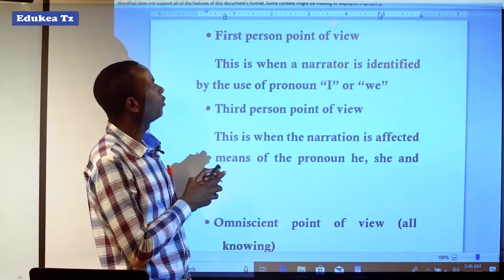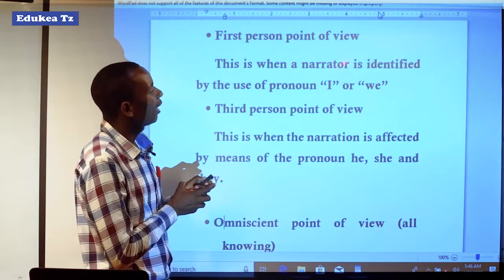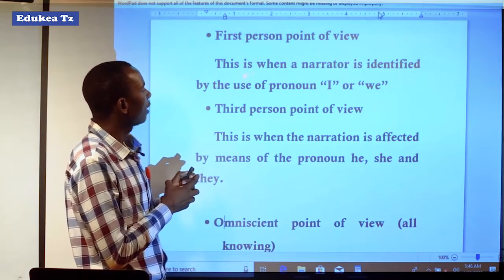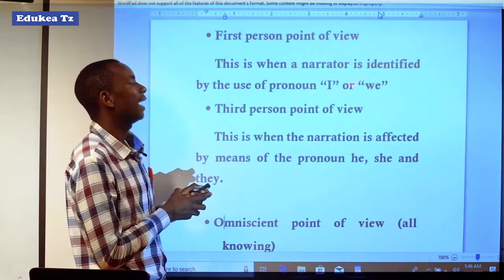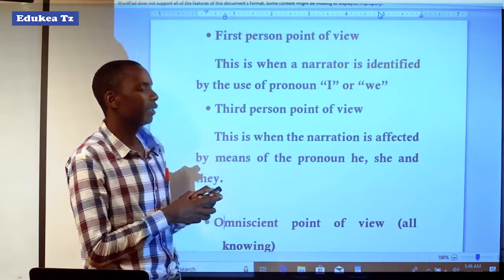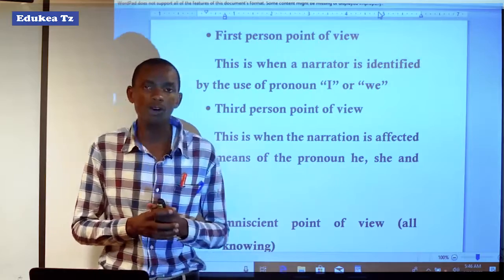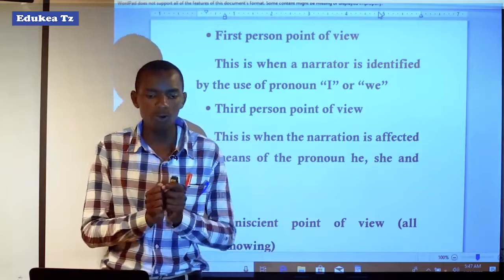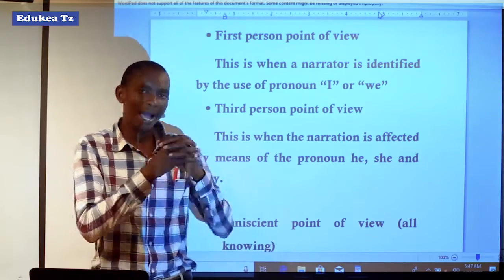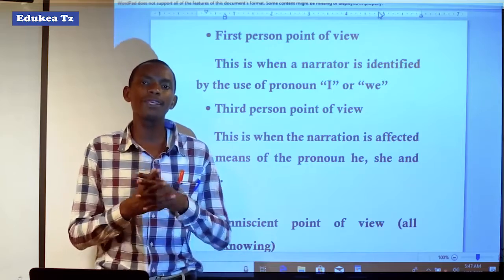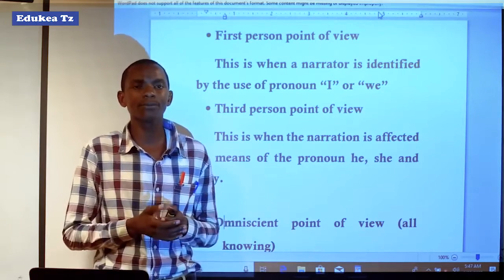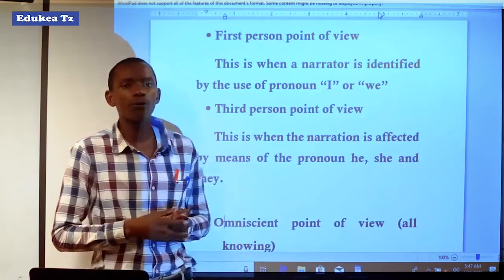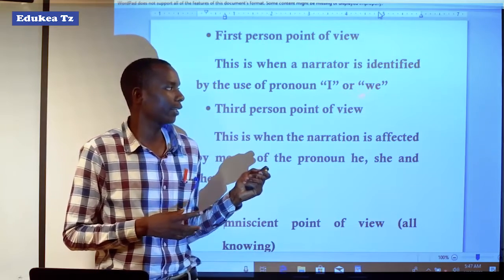The first person point of view is when a narrator or an artist is identified by the use of the pronouns I and we. So we may recognize this part of point of view through these two pronouns: I, the first person singular form, and we, the plural form.